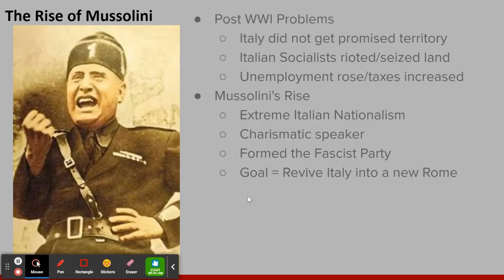So post-World War I, Italy had a lot of issues. First and foremost, it was angry because it had been promised that territory in World War I on its borders with Austria and around the Aegean Sea, and it was not given that territory. It was never given what was owed to it. So this made a lot of Italian nationalists mad.